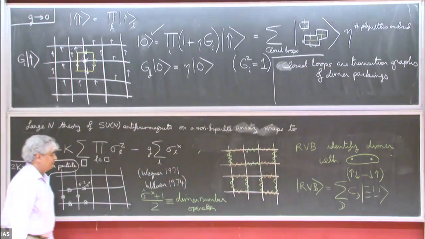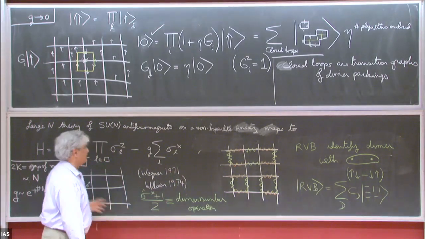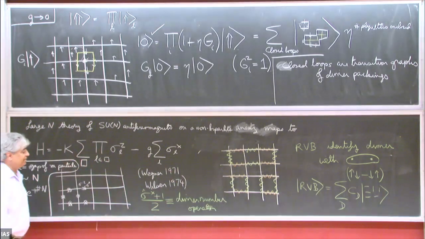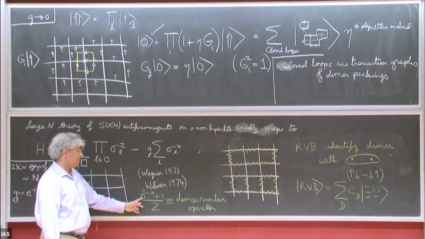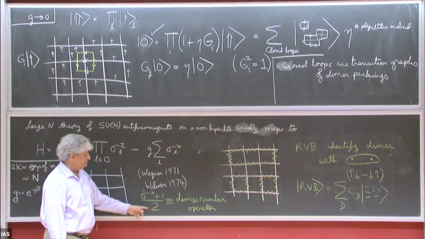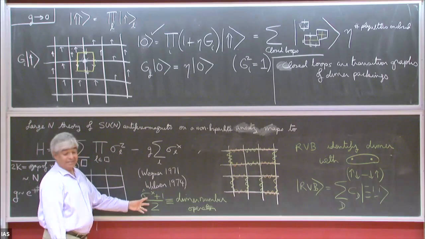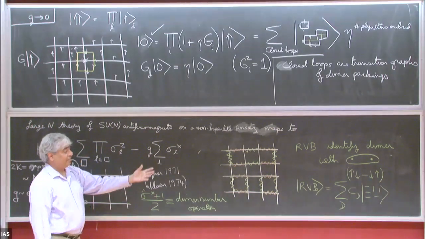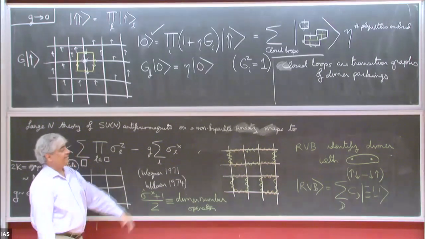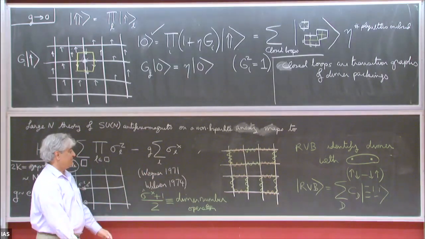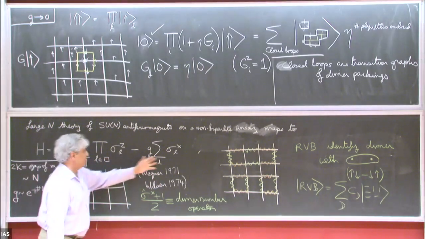Okay, so if I take this particular operator and act on some state in my Hilbert space, well, sigma x has eigenvalues plus or minus one. So this operator will have eigenvalues zero or one. And so now my claim is if this operator has eigenvalue zero, there's no dimer, there's no spin singlet. If there is an eigenvalue plus one, then there is a spin singlet. And you can see this from the pictures I've drawn and the action of these two terms.